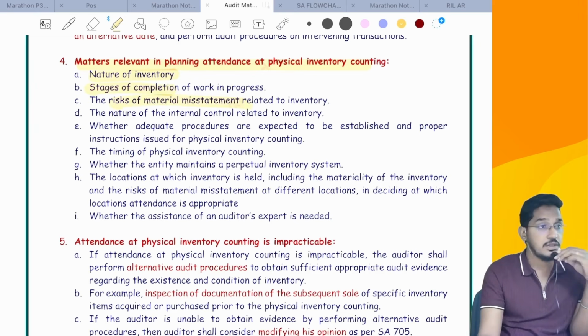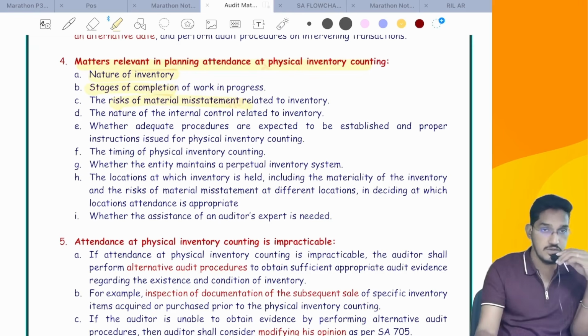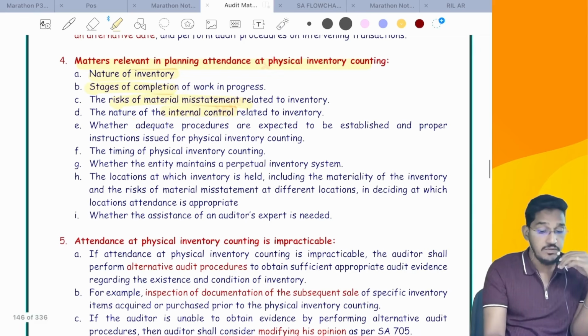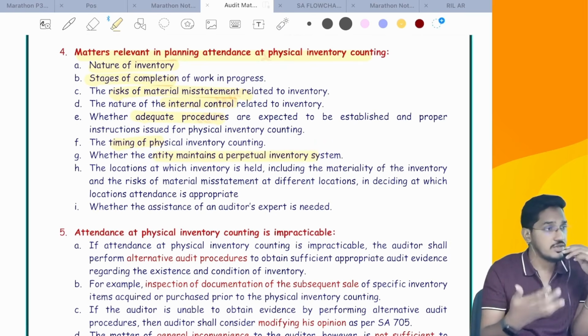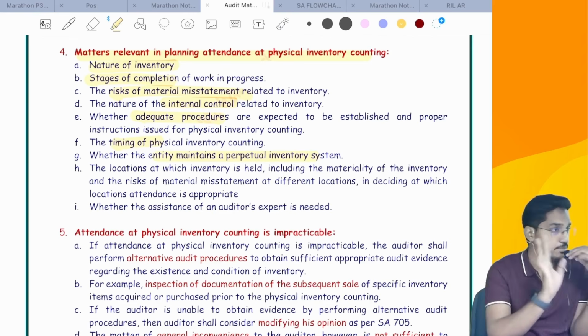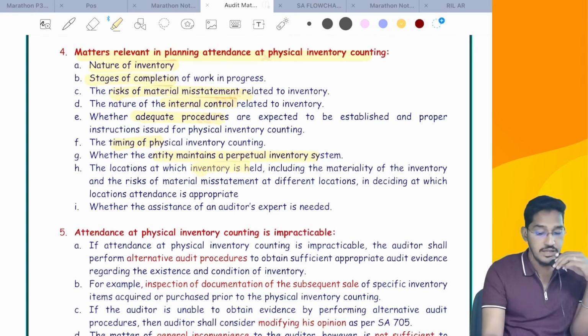Risk of material misstatement. Keeping in mind the inventory, what is the risk of material misstatement here? And also the nature of internal control. The place where they are keeping the inventory, what kind of internal controls do they have? Whether there are adequate procedures and proper instructions, whether the staff involved in the inventory counting have been given proper instructions or not. The timing, at what time you are doing the physical verification. Whether the entity maintains a perpetual inventory system, how they are maintaining the records. Generally, they should maintain perpetual inventory records, not periodic. And the location where the inventory is held, because of that location, is the inventory facing any challenges or any risk?